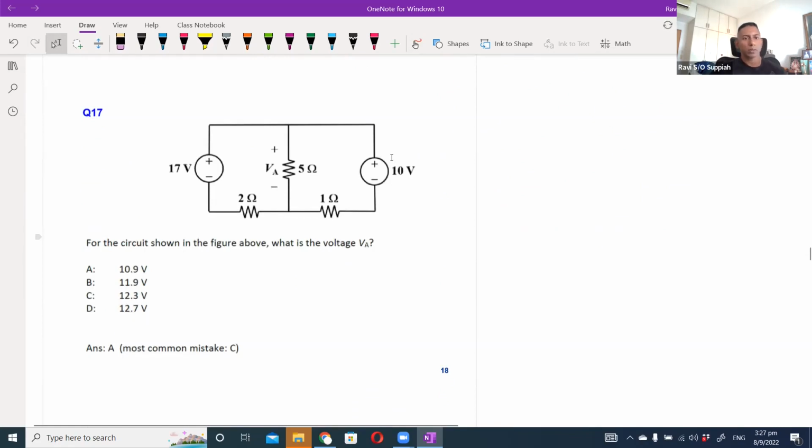Okay, so question 17. What is the voltage VA? Again, we can use node analysis. So this is VA. If this is VA, this point here is VA minus 17, correct? And this point here is VA minus 10.